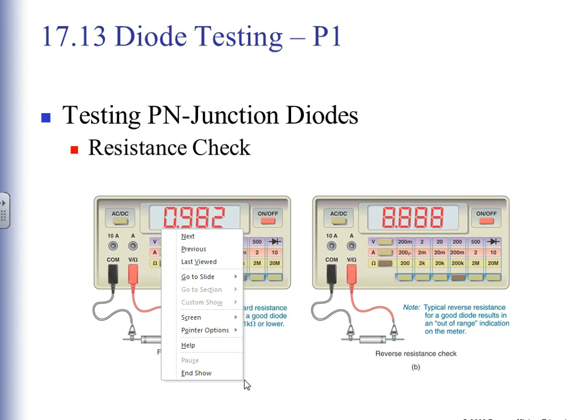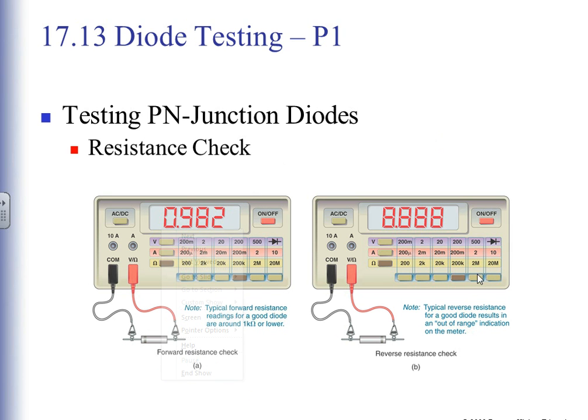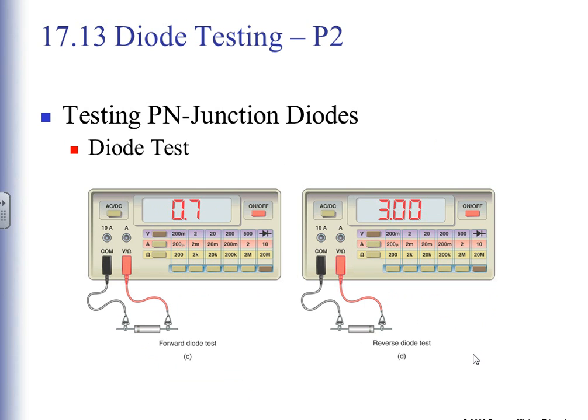So now I'm doing a diode check, forward and reverse, what the diode looks like. Now I'm in the voltage position, and I have it hooked up to the diode testing position. So at 0.7 volts I turn on, and I'm seeing 3. That would be 3 volts, because I'm only putting 3 volts across it.